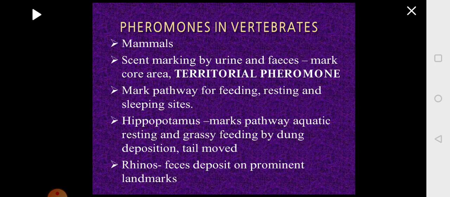If you look at the mammals, one important function what they do is the marking of the territory, which is called as the territorial pheromone, and they will have special glands, and sometimes the pheromones can be released along with the urine or the feces, and when it is released it will mark the core area where the animal is living with the help of the territorial pheromone, so that other individuals will not be allowed to enter in its home range or the core area of the home range.